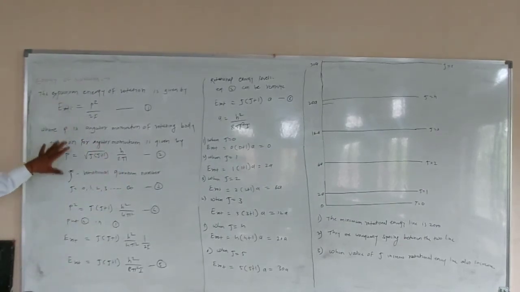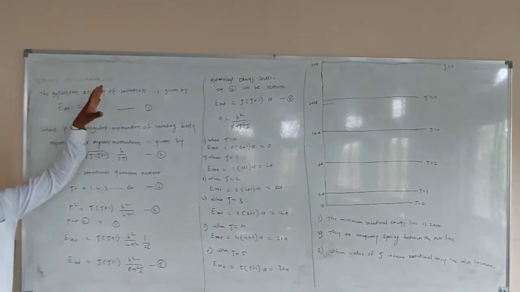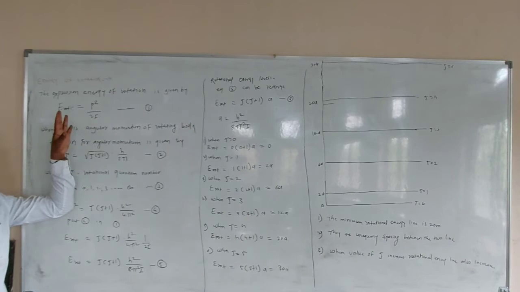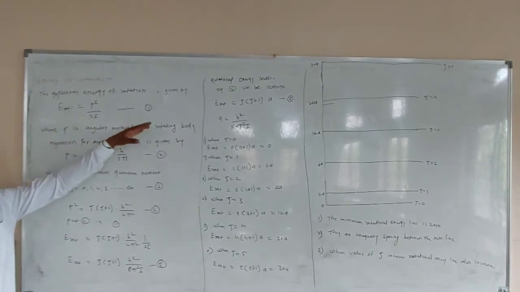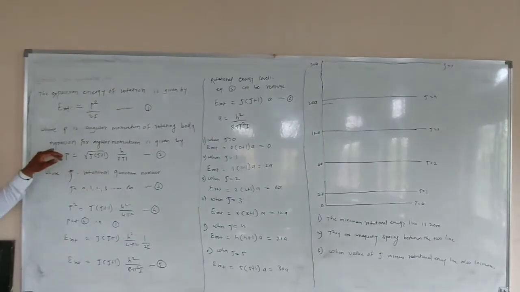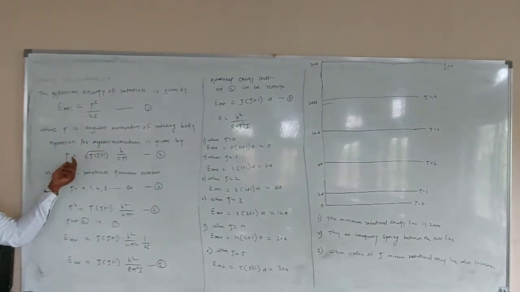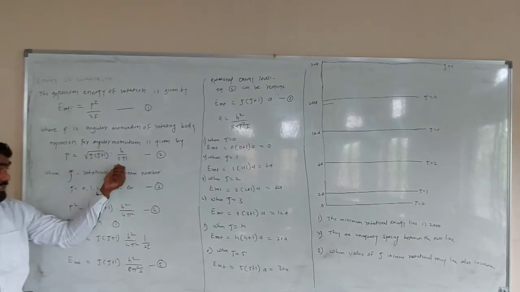We can revise the equations. That is, energy of rotation. The expression of energy of rotation is given by E rotational is equal to P square divided by 2I, where P is the angular momentum of the rotating body. Now, the expression for angular momentum of a rotating body is given by P is equal to square root of J into J plus 1 into h upon 2 pi.